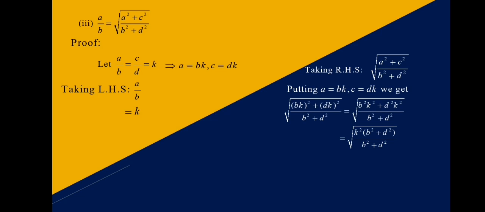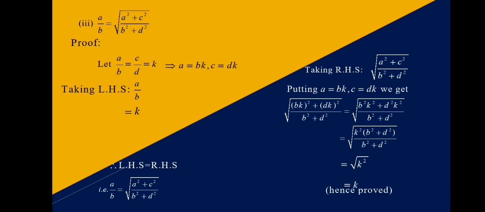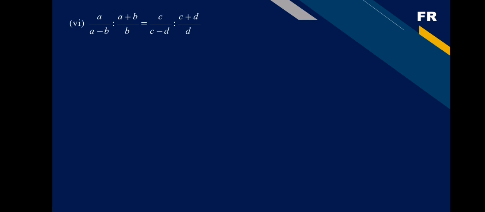B square plus d square will cancel out with the b square plus d square of the denominator, and we will be left with under root k square, which is equal to k. So the expression on the right hand side results same as the expression on the left hand side. So a by b is equal to under root (a square plus c square) by (b square plus d square), hence proved.